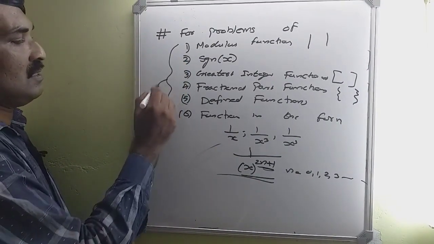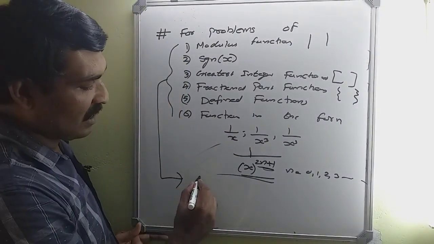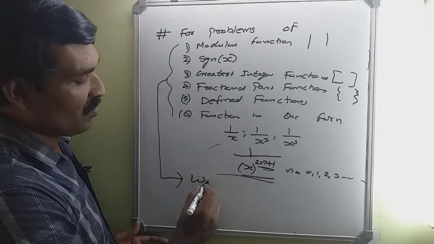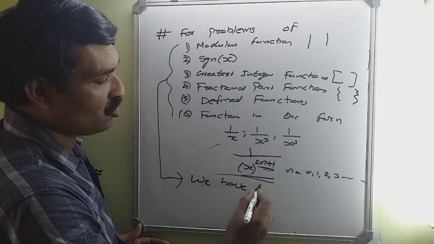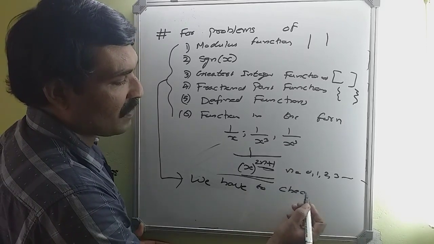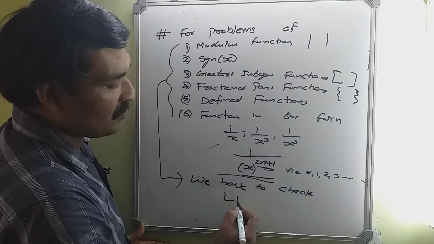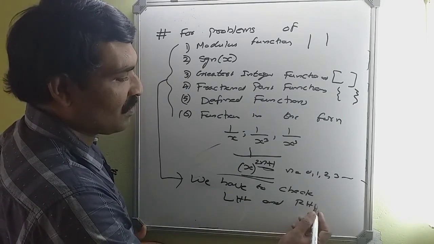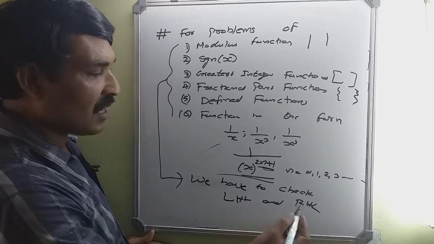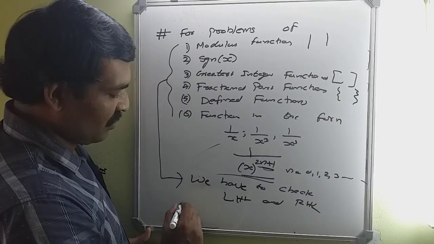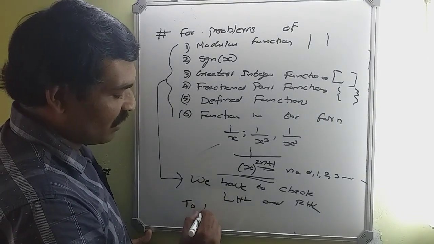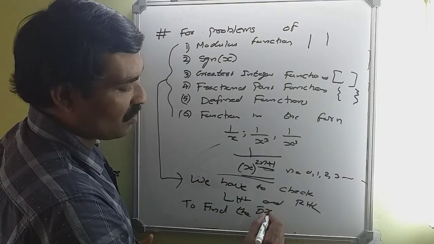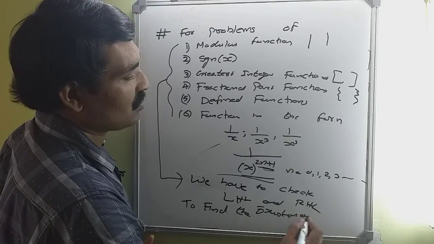In all these cases, we have to check LHL and RHL, that is left hand limit and right hand limit, to find the existence of limit.